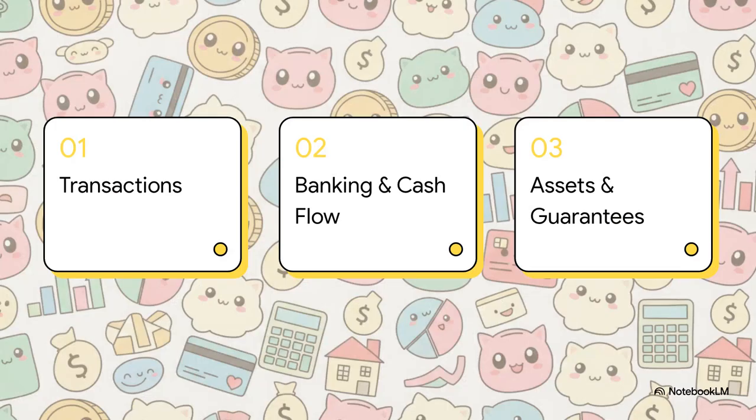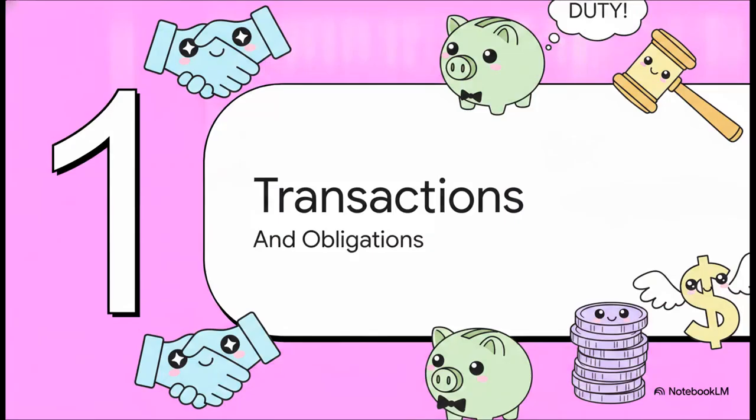We've got 3 main themes on the agenda today. First, transactions and obligations. Second, banking and cash flow. And third, assets, guarantees, and breaches. Grouping these words together like this is really going to help you chunk and memorize them easily. Okay, let's dive into this first section covering foundational business agreements and duties, transactions and obligations.